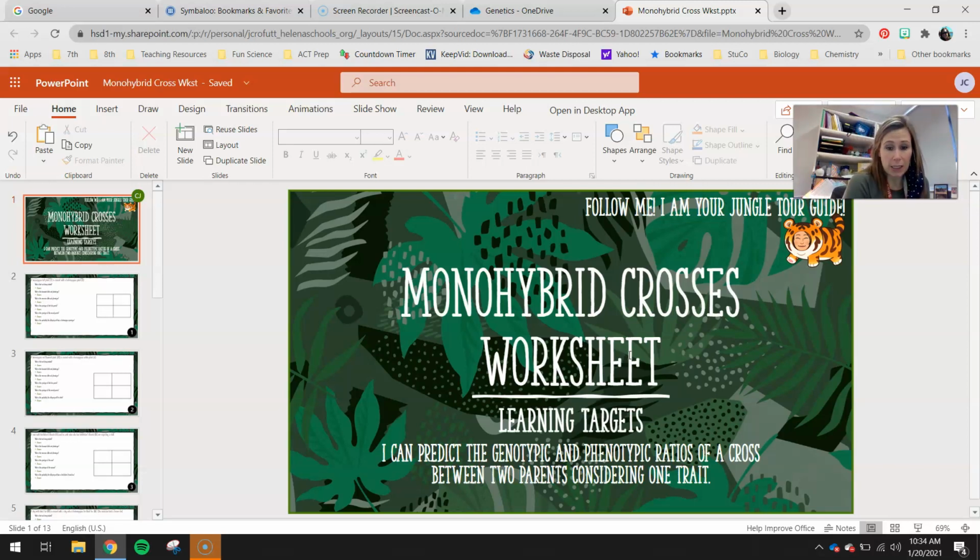So your learning target is, I can predict the genotypic and phenotypic ratios of a cross between two parents considering one trait. Monohybrid Crosses are different than other crosses because we're just looking at, say, how eye color is passed down. If we were to look at how two traits pass down together, we might be looking at dihybrid crosses, like what combination of eye color and hair color do we see in individuals? But we're keeping it pretty simple because you are just in 7th grade. This would be something more for sophomore year of high school. So again, we're focusing on just one trait, okay?